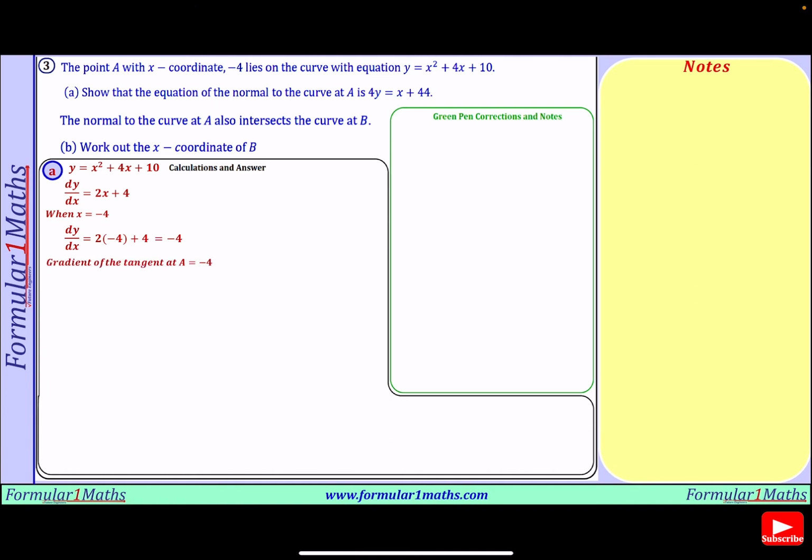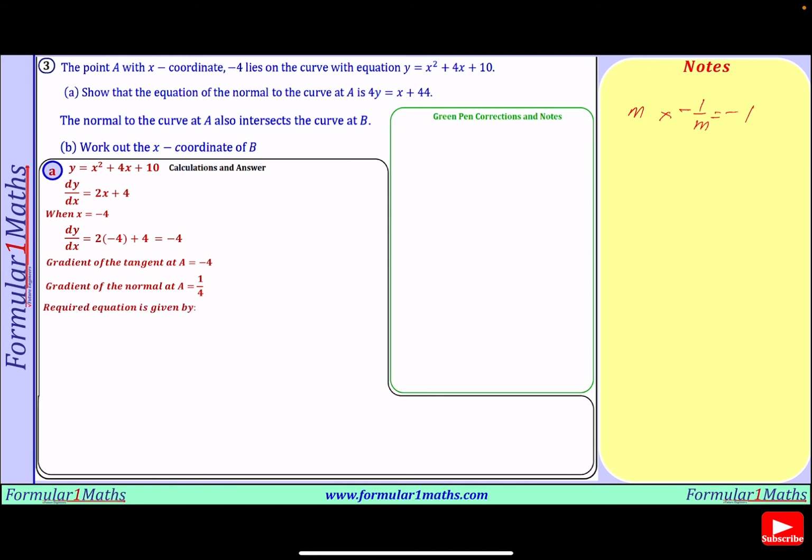That means the gradient of the tangent at A is equal to minus 4. That also means that the gradient of the normal at A is 1 over 4. Because if the gradient of the tangent is m, then the gradient of the normal will be minus 1 over m. Because if you multiply the two, you must get minus 1. So that's why the gradient of the normal is 1 over 4.